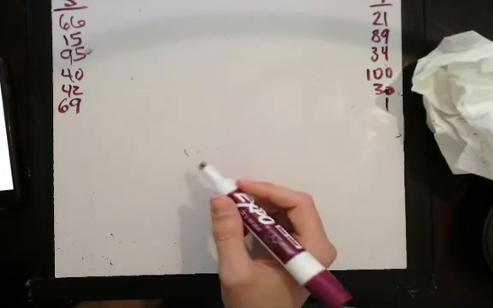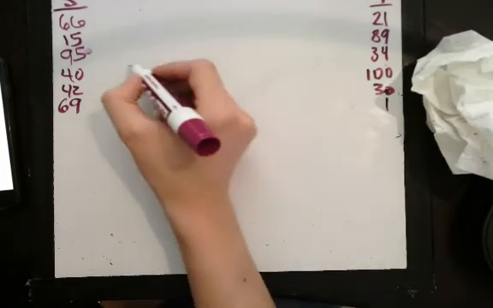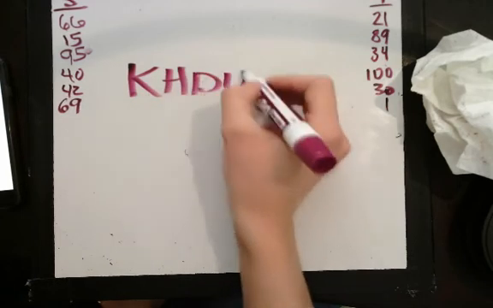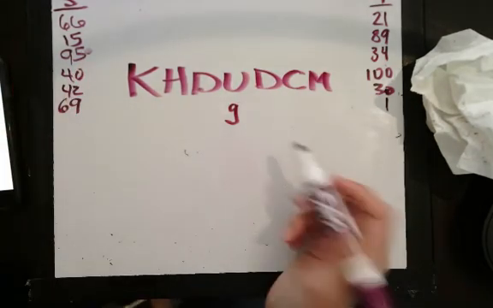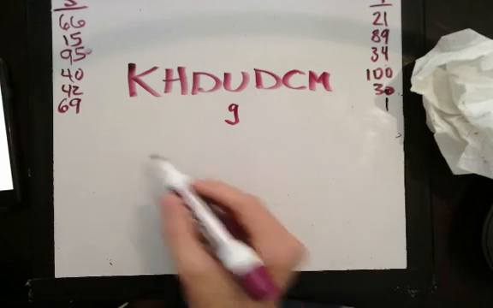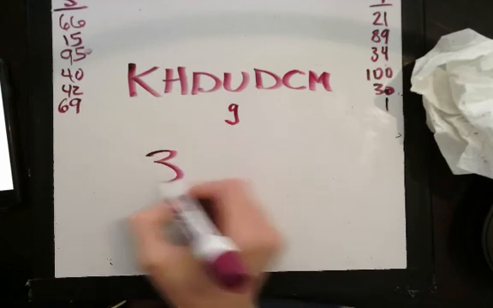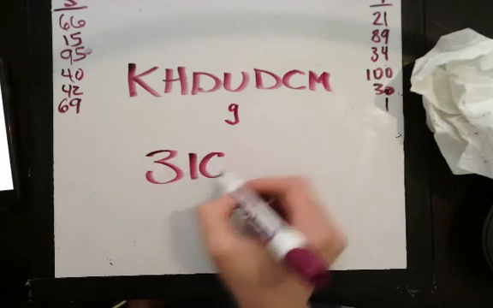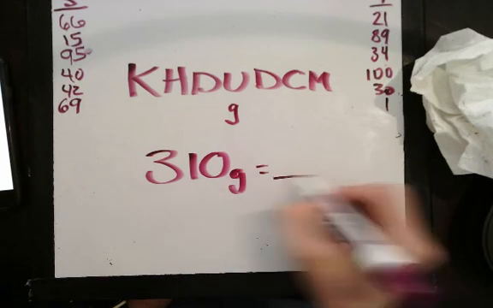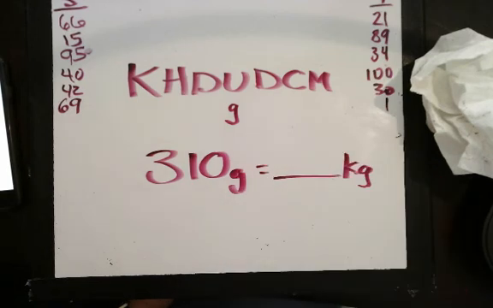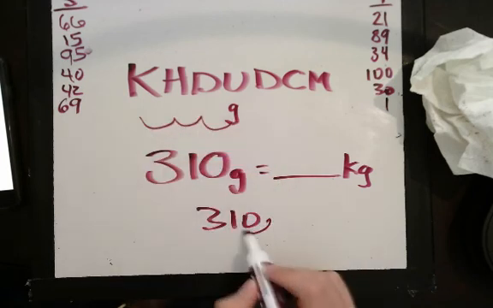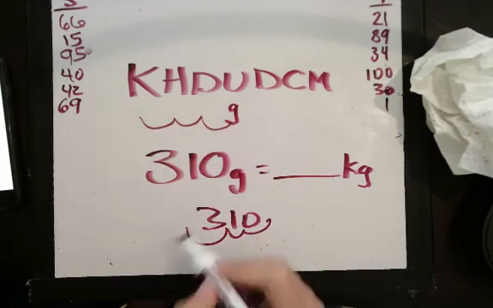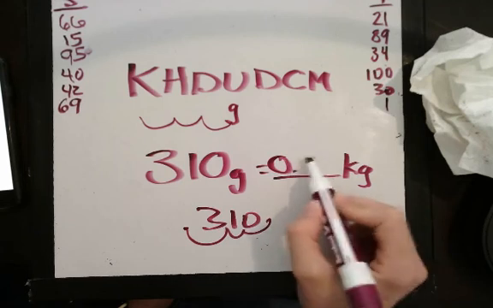Okay. Let's do another metric system one. Let's stick with metric, but let's go back to mass with grams. Okay, here we go. Let's say we have 310 grams. How many kilograms is that? Go ahead and solve. Okay, 310 grams, 1, 2, 3 to the left, 1, 2, 3 to the left.